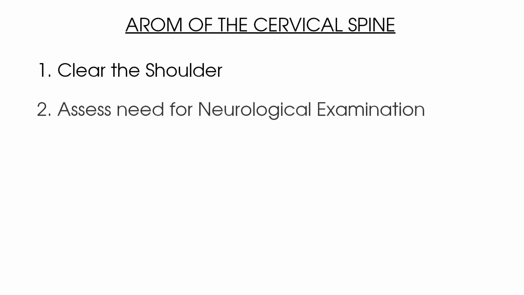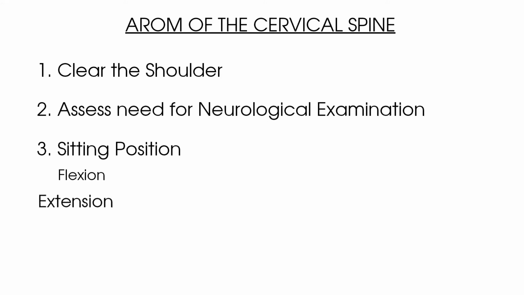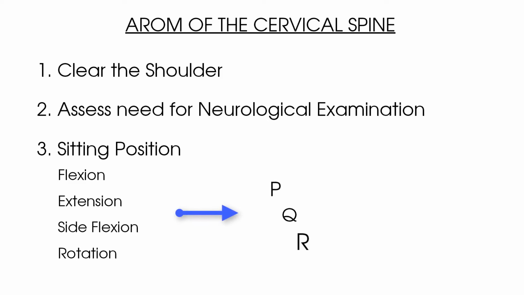So to summarise this video on active range of movement of the cervical spine. First, clear the shoulder and consider whether or not you need to perform a cervical spine neurological assessment. Have your patient in a sitting position before analysing cervical flexion, extension, side flexion and rotation. For each movement, look out for P, Q and R. P for pain, Q for quality of movement and R for range of movement.